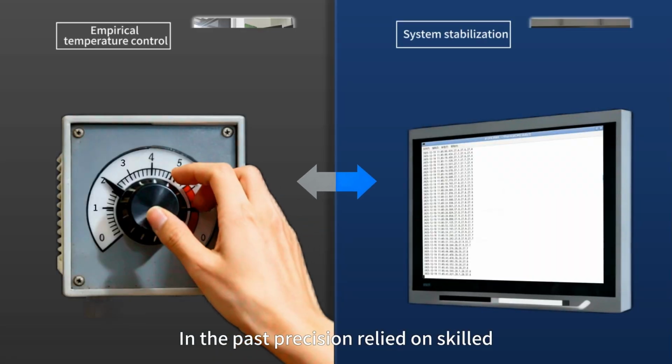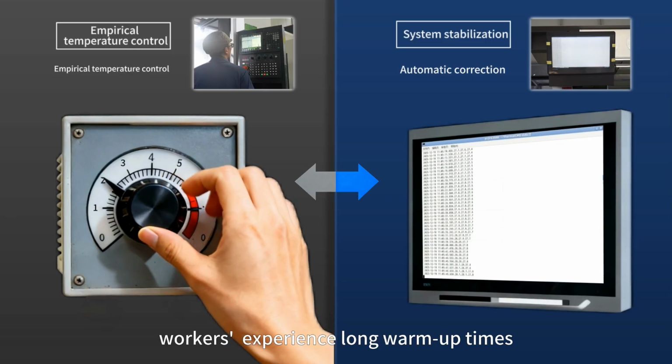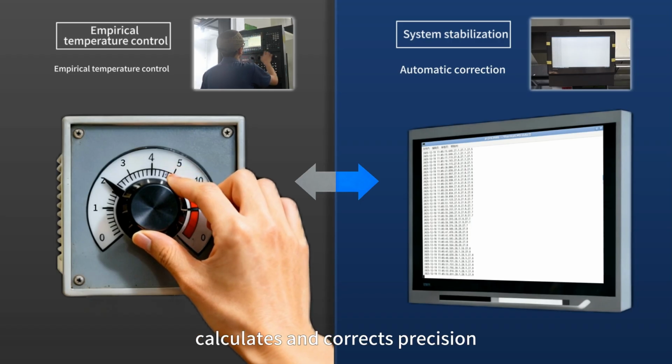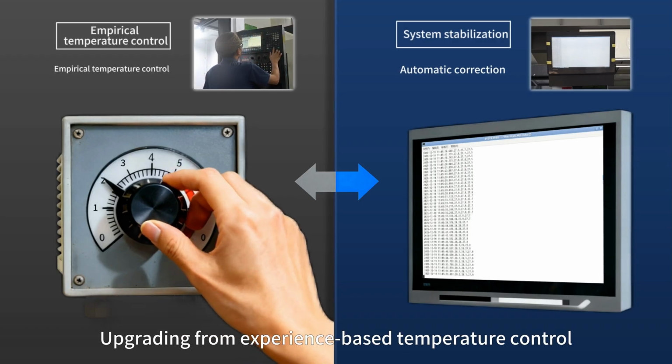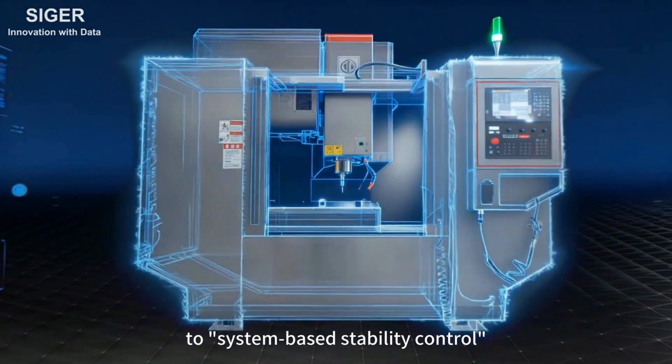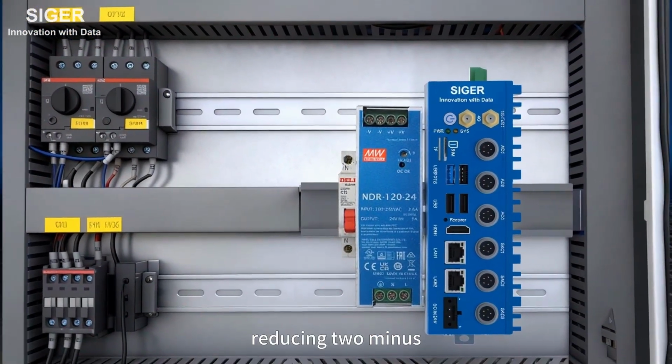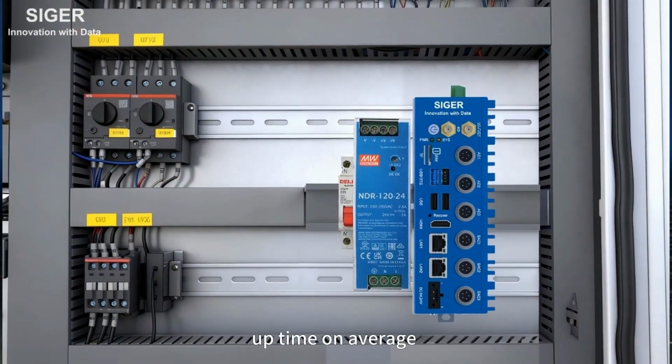In the past, precision relied on skilled workers' experience, long warm-up times, and trial cuts. Now, AI automatically senses, calculates, and corrects precision, upgrading from experience-based temperature control to system-based stability control. Deployed and tuned in just 2 weeks, reducing 2–3 hours of unnecessary warm-up time on average.